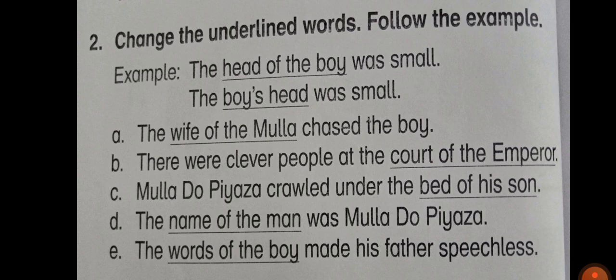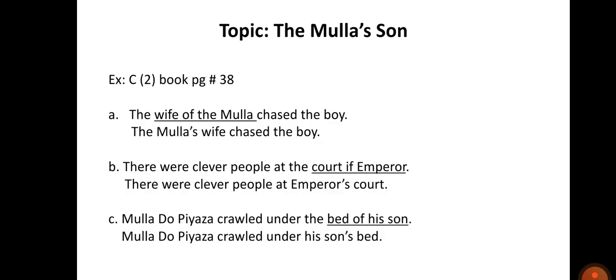Now students, we are going to start with question number 2 part A. We have to do these 5 sentences again in the English grammar copy on a new page with a new heading as well. Okay, so let's start this exercise. Here again you have to write down the topic, the mullah's son. Exercise C, question number 2, book page number 38. We have to change the sentences. So let's start with part A.